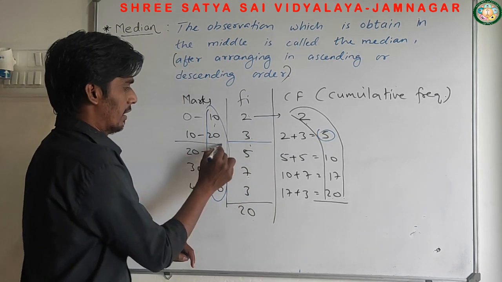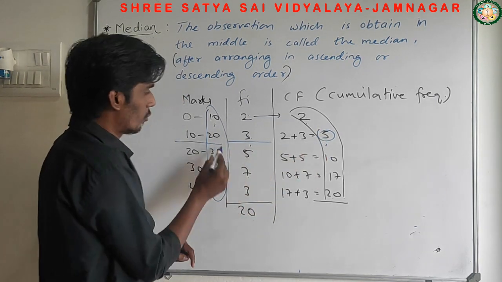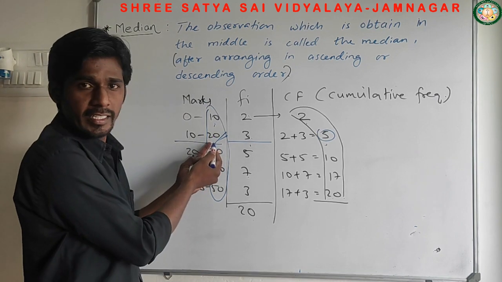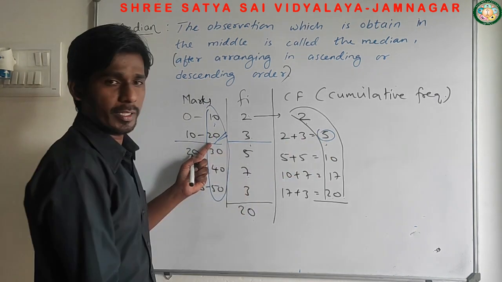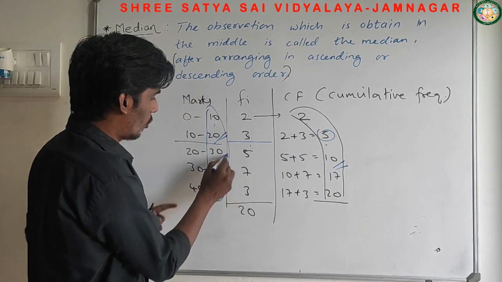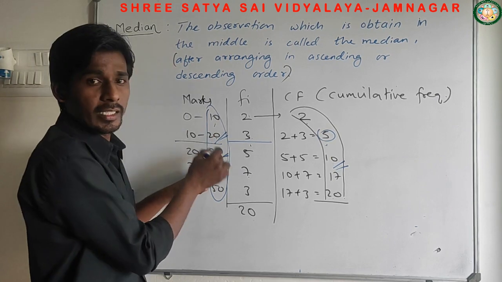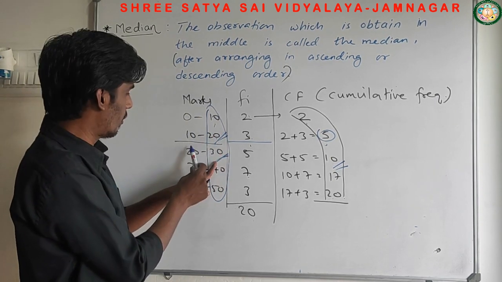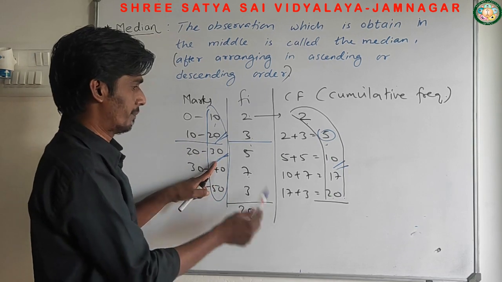So what does it mean? There are total 5 students, those who scored what? Less than or equal to 20. Less than or equal to 20 scored by how many students? 5 students. Now there are 10 students, those who scored below what? 30 marks, which include 0 to 10 also, 10 to 20 also, 20 to 30 also.